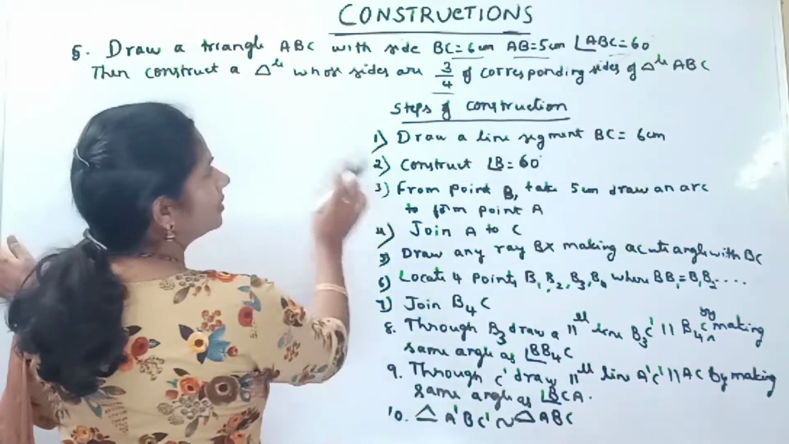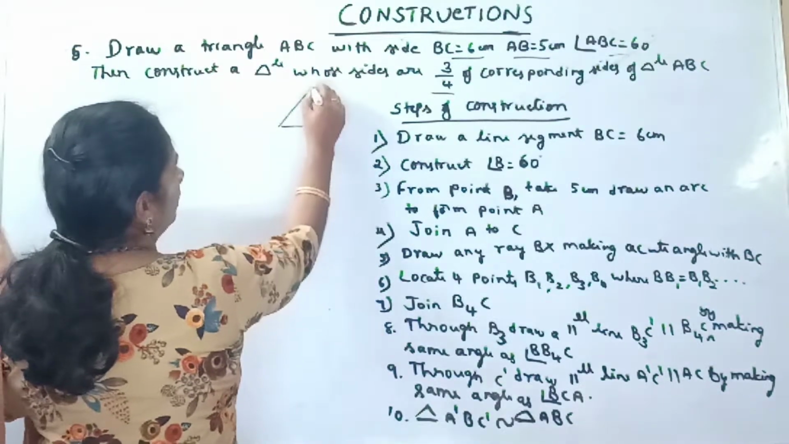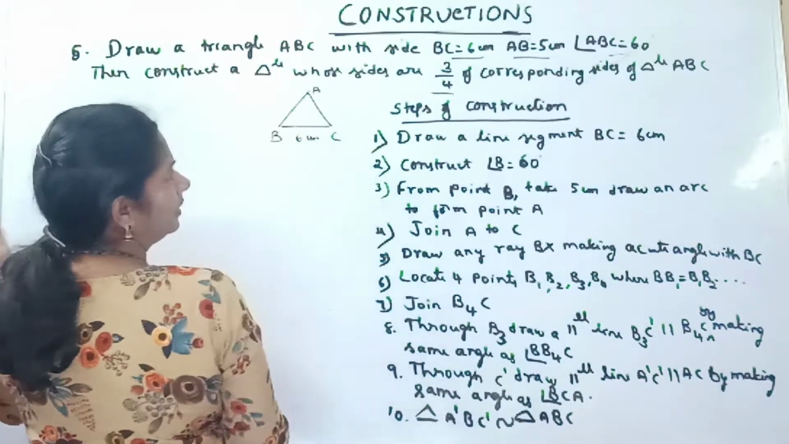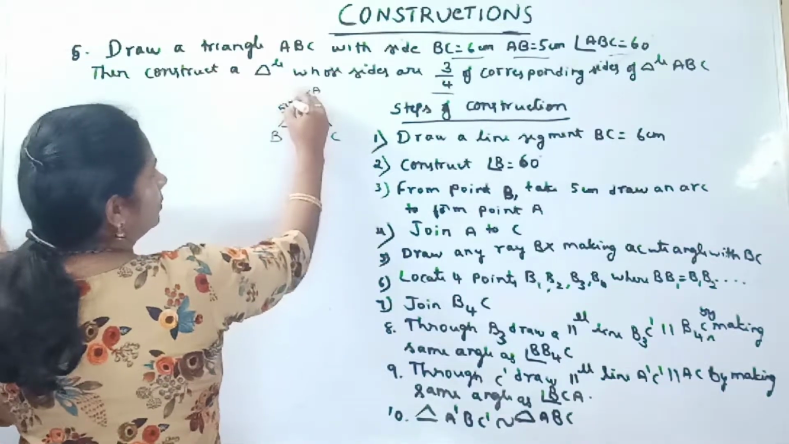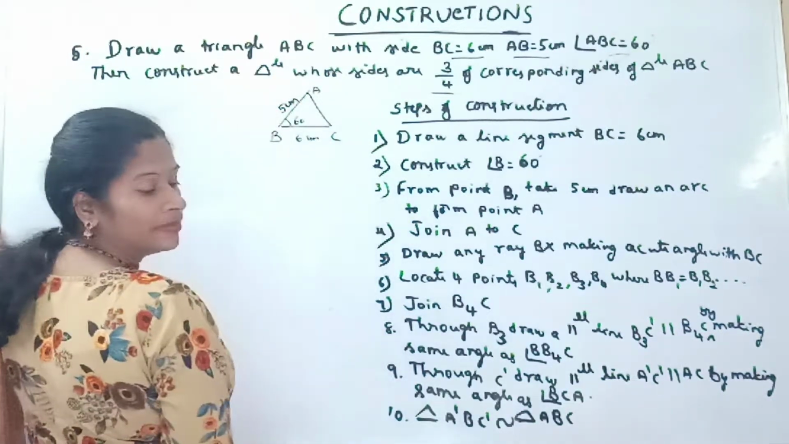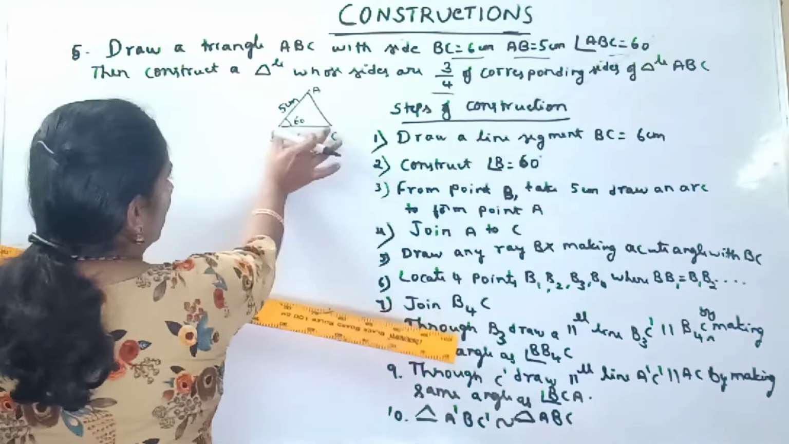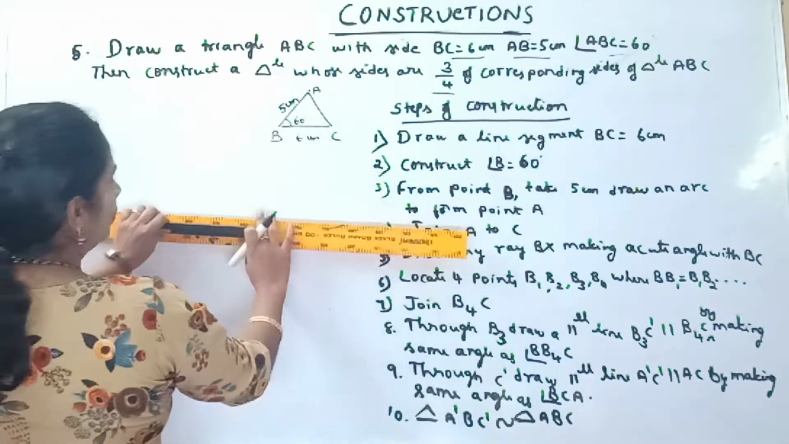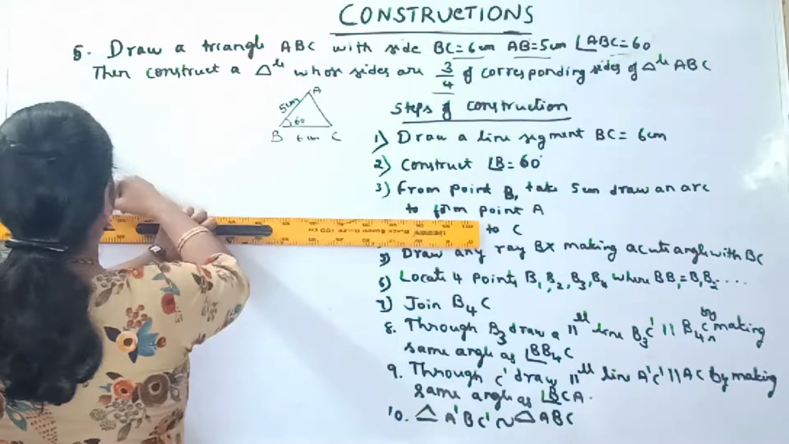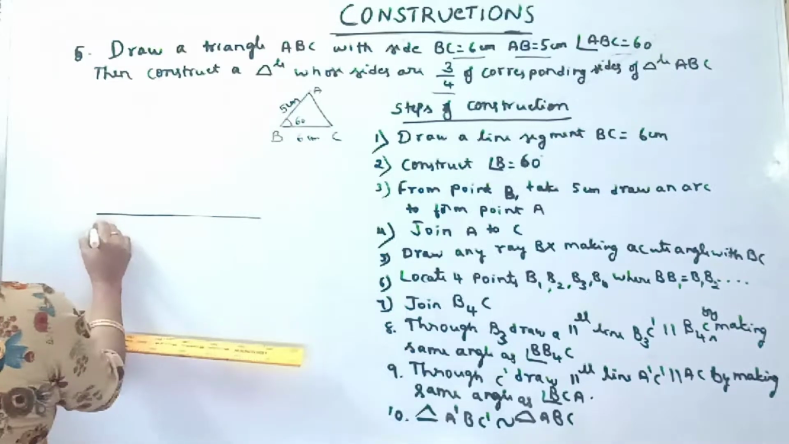First let us construct triangle ABC of side BC equal to 6 cm, AB equal to 5 cm and angle ABC equal to 60 degrees. Let us start to construct. First draw the base of the triangle, BC equal to 6 cm. Draw a line segment BC equal to 6 cm.